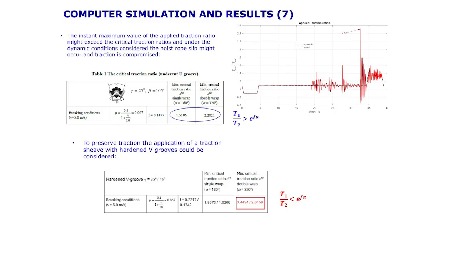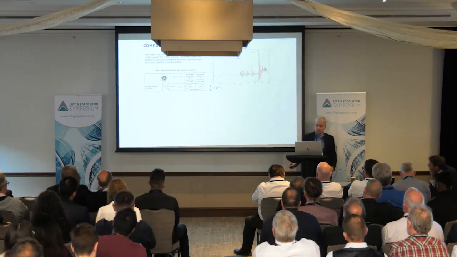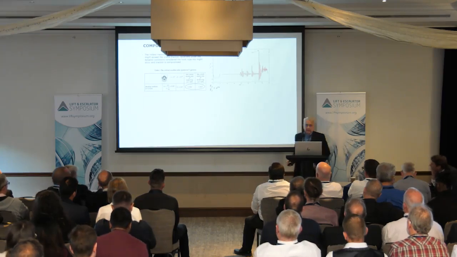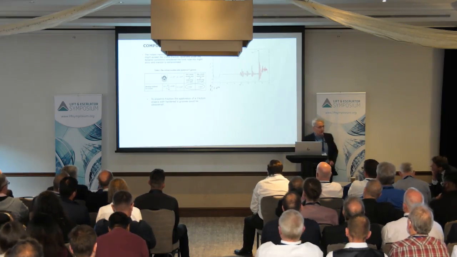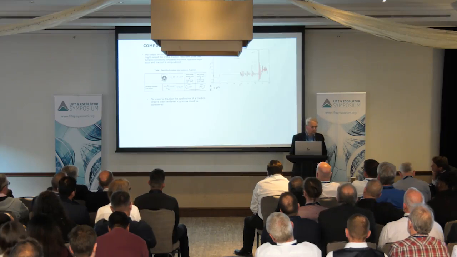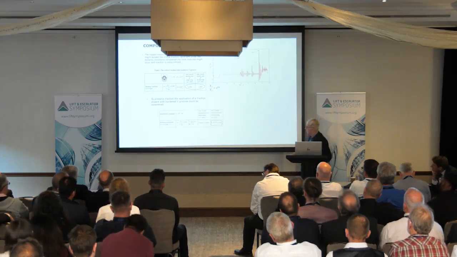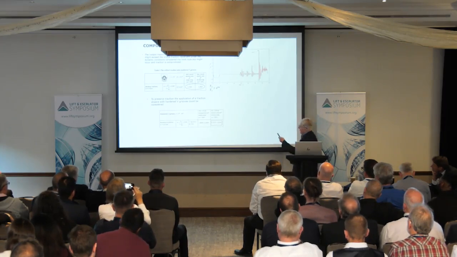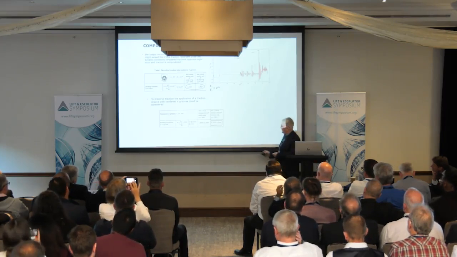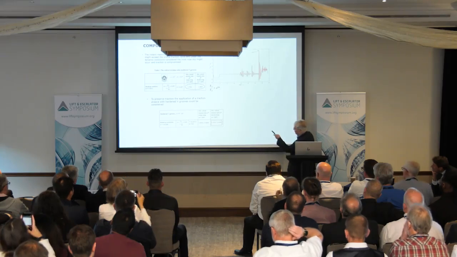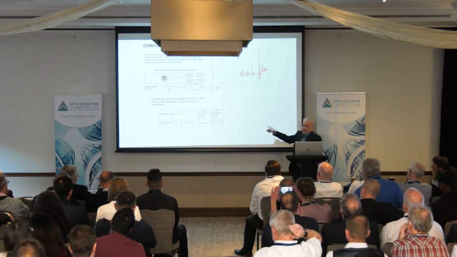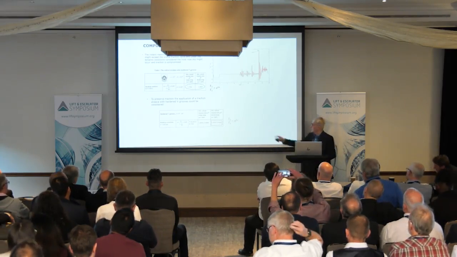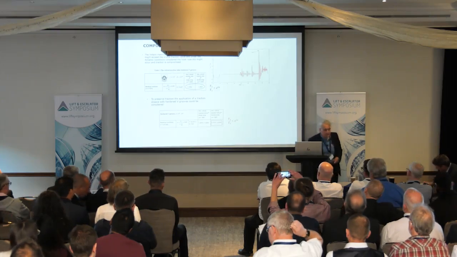So that means our Euler formula looks like this. T1 over T2 is greater than the critical traction value. What can be done? Okay, if we now take, instead of the undercut U-groove, a hardened V-groove, the situation is slightly different. So for the V-groove, we've got the critical value of tractions for the double wrap, which is now much better. Basically, in that case, you have a situation where traction is maintained.